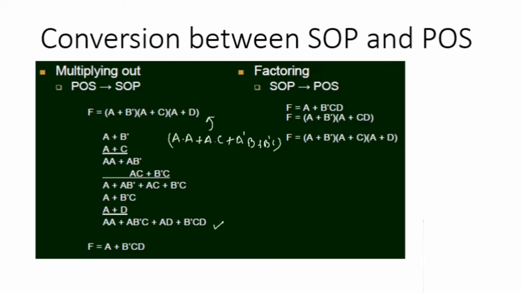Similarly, if I want to convert this SOP into POS, so this A plus B bar CD can be converted to POS by using distributive law. So how are we applying the distributive law? If I consider this A as X and this B bar as Y and this CD as Z, so X plus YZ can be written as X plus Y into X plus Z. So I have mentioned it here, and then simply opening the brackets, A plus B bar is retained here, then again applying X plus YZ here, I can get the POS from the SOP.